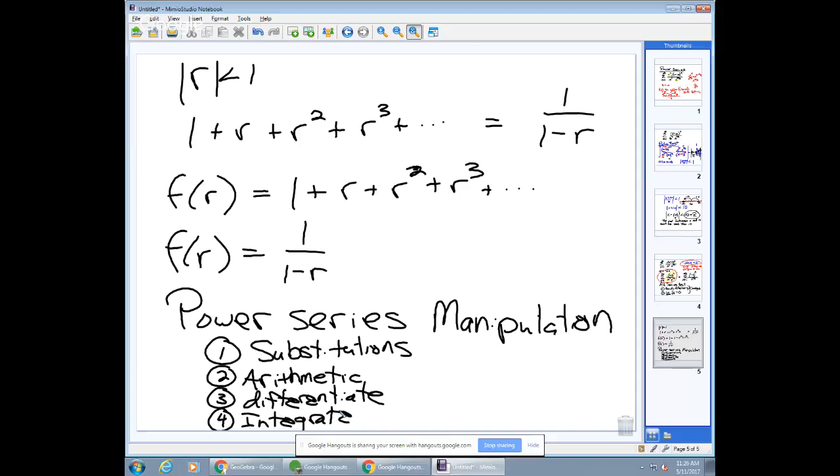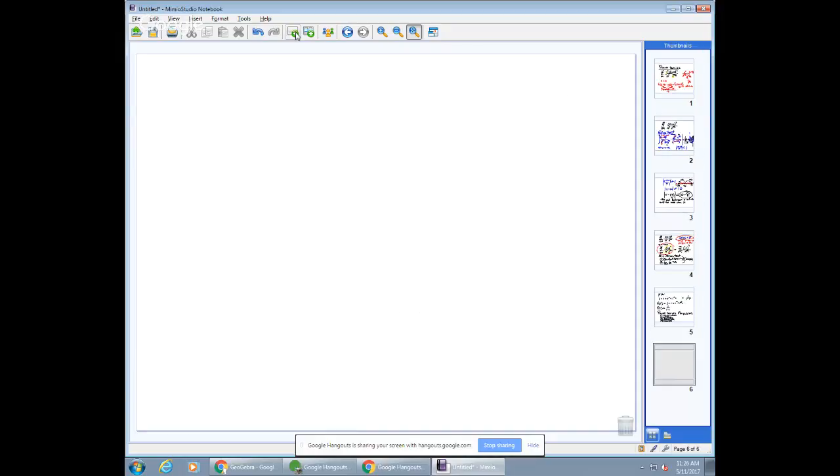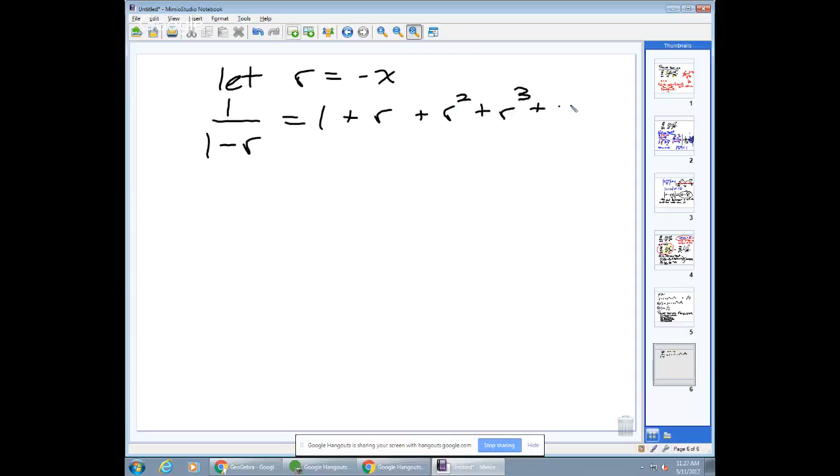Okay. So first manipulation I'm going to make is I'm going to let r equal negative x. So in my formula, 1 over 1 minus r equals 1 plus r plus r squared plus r cubed and so on. Let's rewrite it. So if I replace r with negative x, then I'm going to get 1 over 1 plus x instead. And then over here, I'm going to get a 1 minus an x. If I square a negative, it's a positive x squared. If I cube a negative, it's negative.